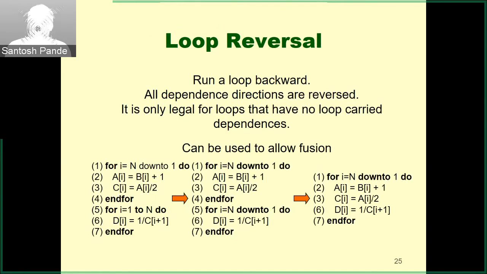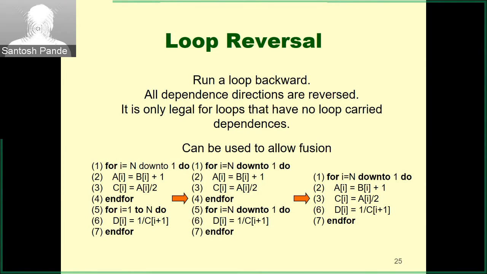So I guess another transformation, and these are fairly easy to understand, so I'm going through them rapidly, but please stop me in case you want any clarification. Loop reversal. This is another enabling transformation. The main reason for this is to facilitate alignment of loop index spaces for fusion.